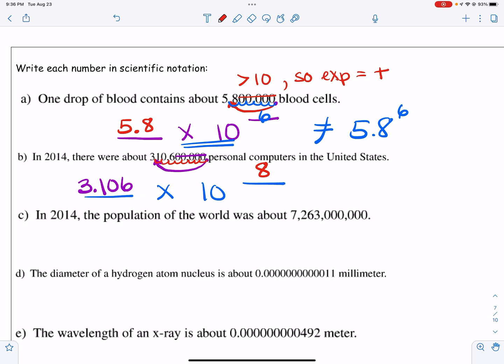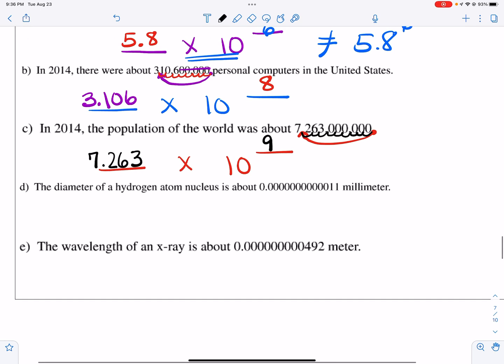All right, we've got another one that's a very large number. Blank times 10 to the blank. Here's my decimal point. I'm going to move it so that it's between the 7 and the 2. So 7.263. You may not leave off any of those digits. The only digits that drop off are the trailing zeros. Now you count 1, 2, 3, 4, 5, 6, 7, 8, 9, times 10 to the 9th.